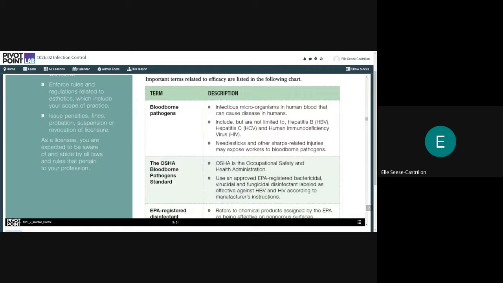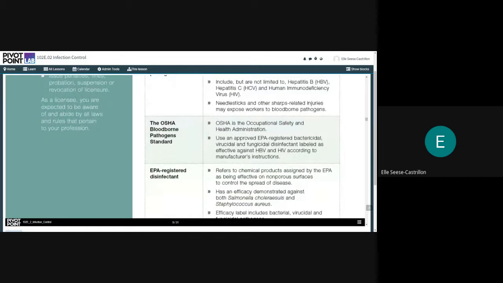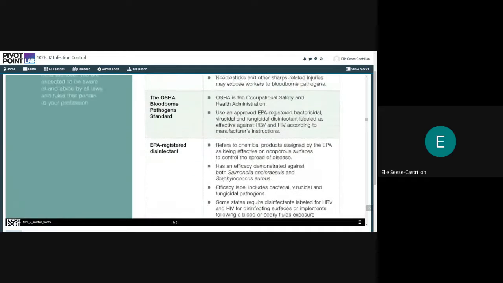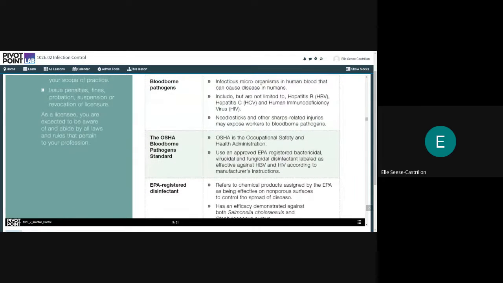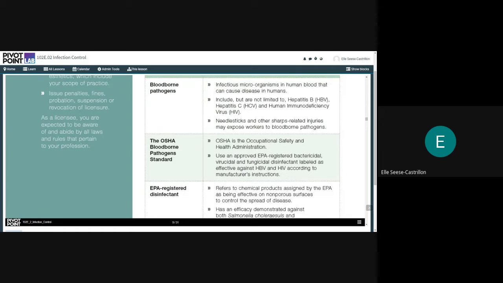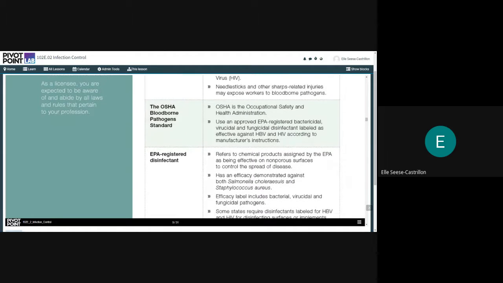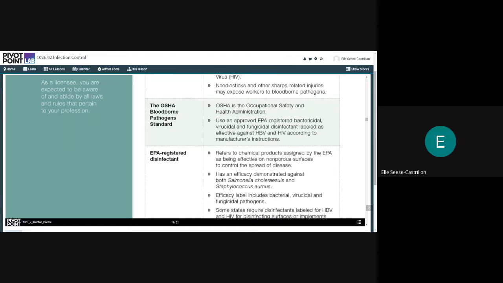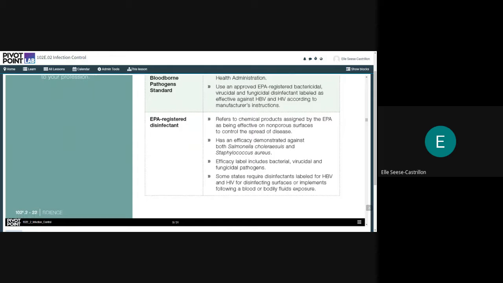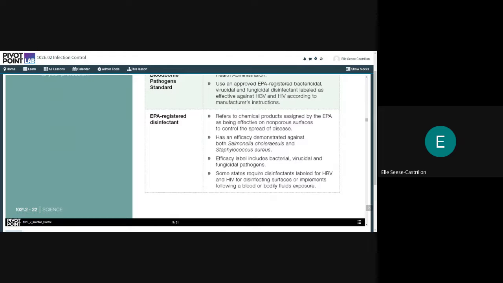So we have bloodborne pathogens, the OSHA bloodborne pathogen standard. We have the EPA registered disinfectant. Your bloodborne pathogens would include, but are not limited to, hepatitis B, HBV, HCV, and human immunodeficiency virus, or HIV. The OSHA bloodborne pathogen standard is from the Occupational Safety and Health Administration. They're regulating bloodborne pathogen standards and saying that you must use an approved EPA registered bactericidal, virucidal, and fungicidal disinfectant as it's effective against HBV and HIV according to the manufacturer's instructions.